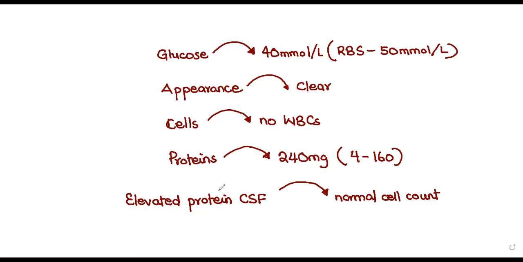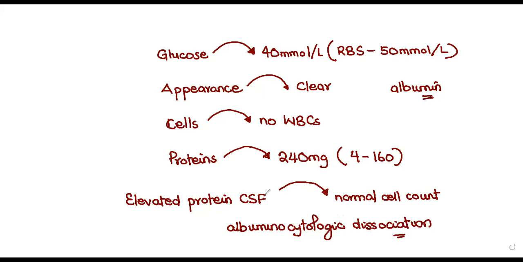And you know that the most abundant plasma protein, which in effect translates to the protein in the tissue fluid and the spaces, is actually what? Albumin, isn't it? Yes, sir. So because there is no correlation between the elevated protein and the cell count, we call this phenomenon albuminocytologic dissociation. Whenever you have a patient with an ascending paralysis, one of the investigations you do is CSF analysis. And if you see this albuminocytologic dissociation, then GBS is suggestive. You get it.